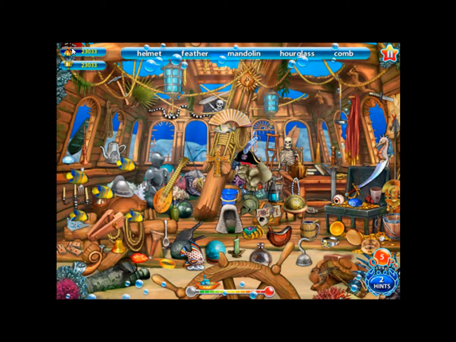Okay, so usually this is difficult because you can see a lot of objects, and these objects are hidden between this. Okay, so I could figure where is the helmet, and also the hourglass is hidden behind the fish. Okay, and here is the feather. Here is the mandolin. It's big, but I missed it. Here we have the comb.